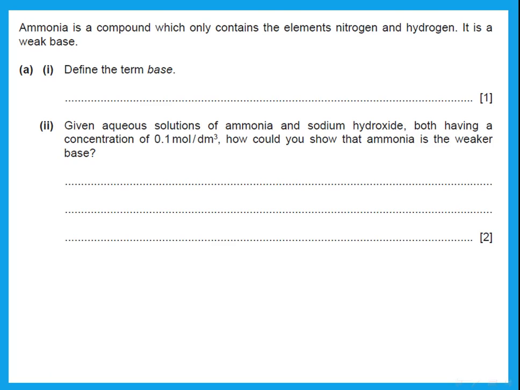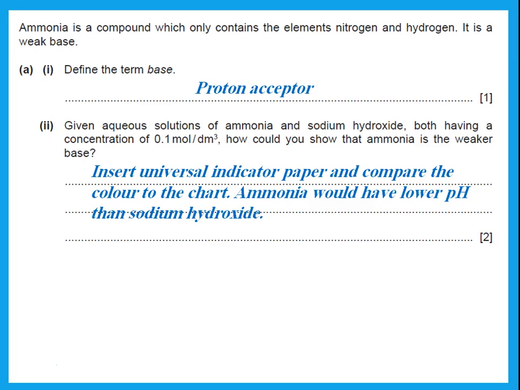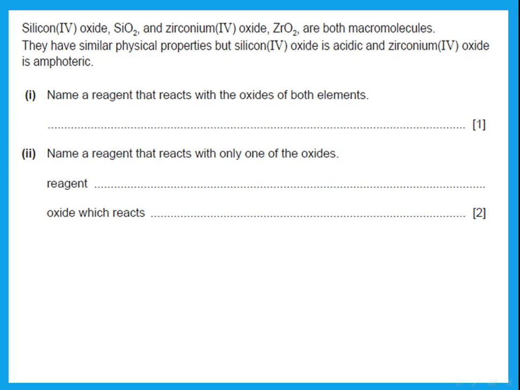Define the term base. Again, what is a base? Proton acceptor. Given aqueous solutions of ammonia and sodium hydroxide, both having the same concentration, how could you show that the ammonia is the weaker base? Again, you're going to use universal indicator paper. So what do I tell him? I tell him to insert universal indicator paper and compare the color to the chart. Ammonia would have a lower pH than sodium hydroxide to indicate that it is a weaker base.